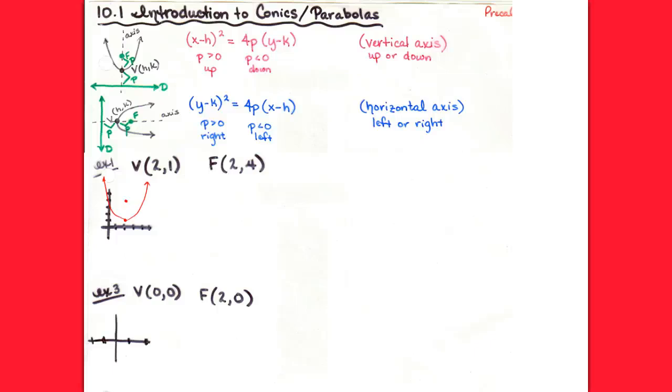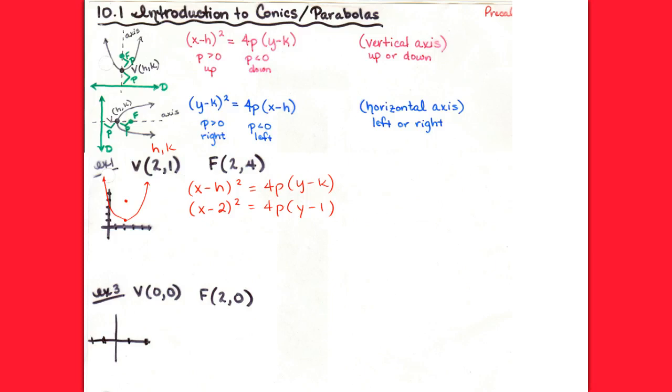Why does that matter? Because I need to know which of these equations to use. So since it's opening up, then I have to use the vertical axis equation. So I'm going to copy that red equation down there. We said we need two things. We need the vertex, because that would fill in h and k, and we need P, and we're done. We already had our vertex, right? They gave me h and k, so let's plug that in. So 2 in for h, and 1 in for k.